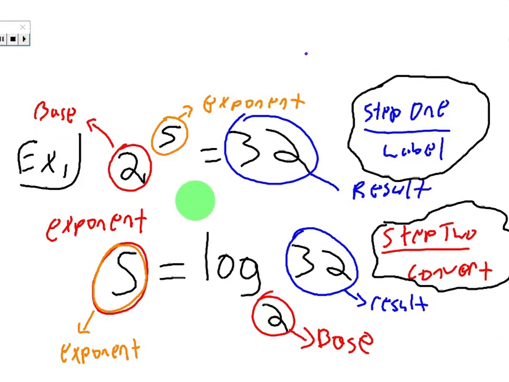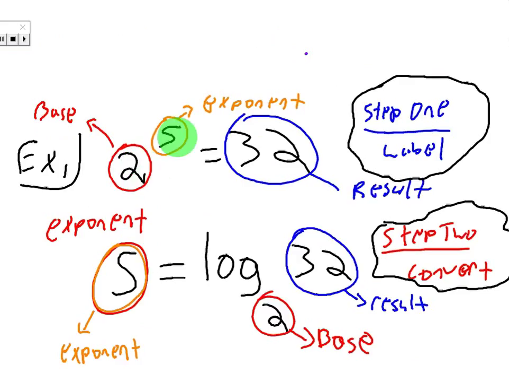First we have 2 to the 5th power equals 32. What we want to do is convert that to a log. I have everything broken down for you, so I'll explain everything. First thing you're going to do is circle the base and label it base. So it's the number that's not the exponent.